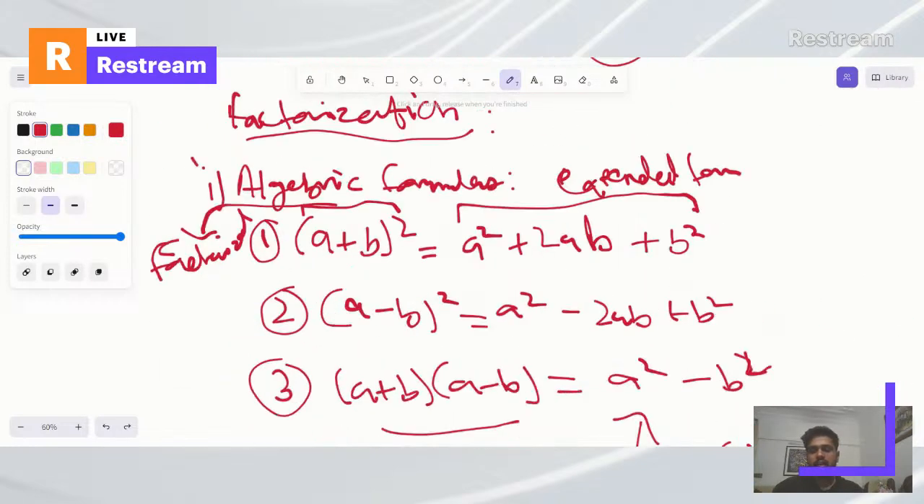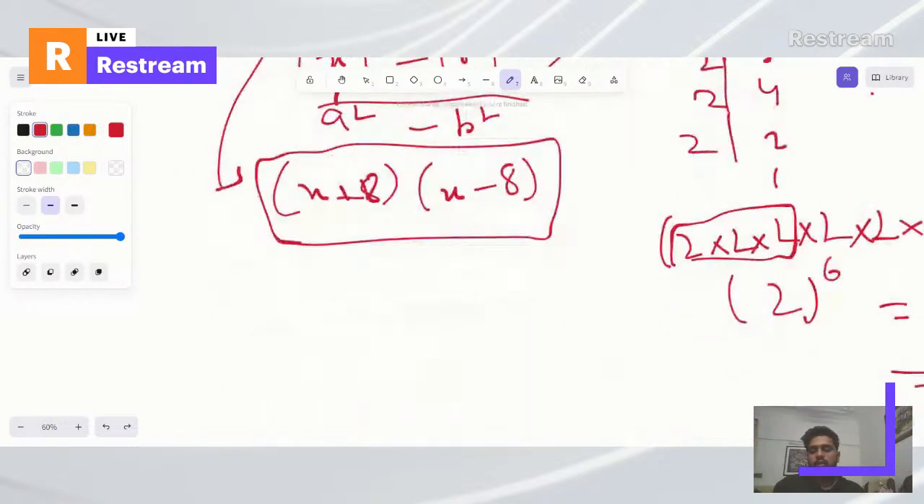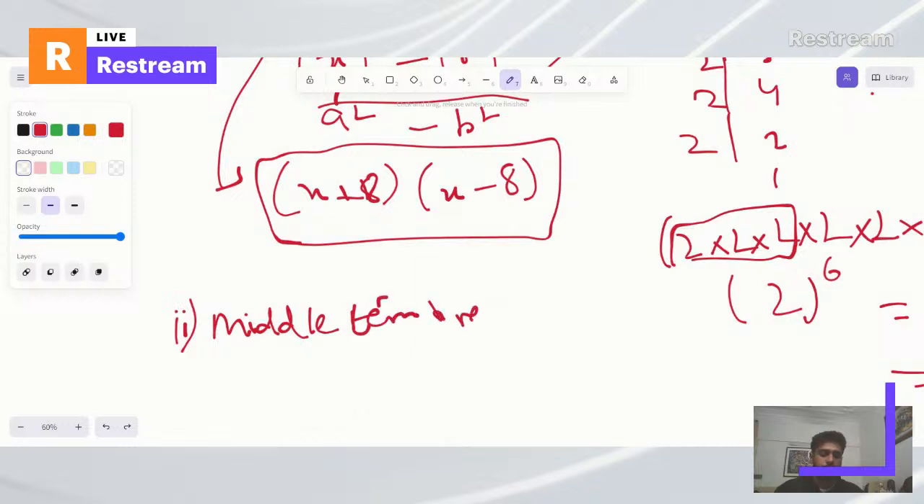Like I said, using algebraic formulas to factorize an equation is just one part. So now we're going to do another part, which is factorizing an expression using middle term breaking.